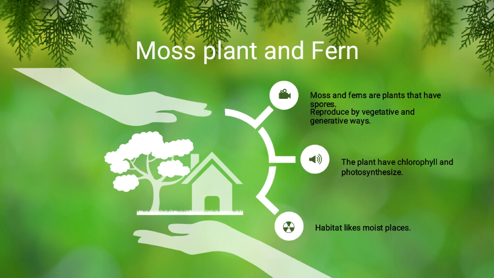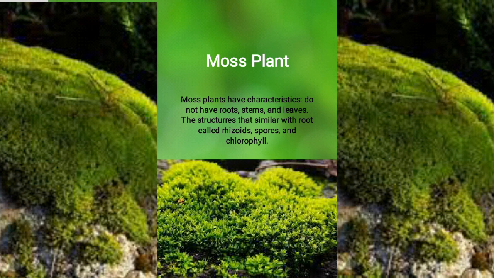These are the similarities of moss plants and ferns. There are 3 similarities. The first is that moss and fern are plants that have spores, reproduced by vegetative and generative ways. The second, the plants have chlorophyll and photosynthesize. The last, the habitat of moss plants and ferns is moist places. Okay, I will go to the next.